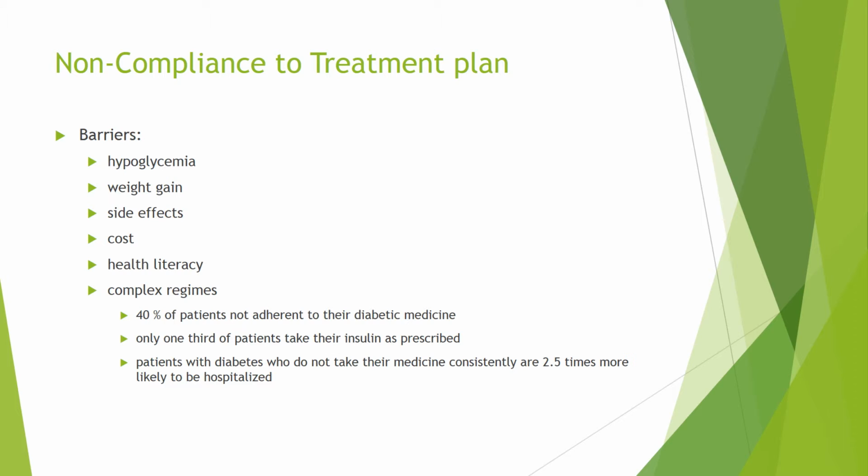So the non-compliance to the treatment plan, because there are several barriers. One is hypoglycemia. We talked about hypoglycemia earlier, where there's many side effects. And we talked about weight gain, the different side effects, the gas, the swelling, rapid heart rate, the pain. We also mentioned the costs, you know, $20 copays, each medication every month adds up.